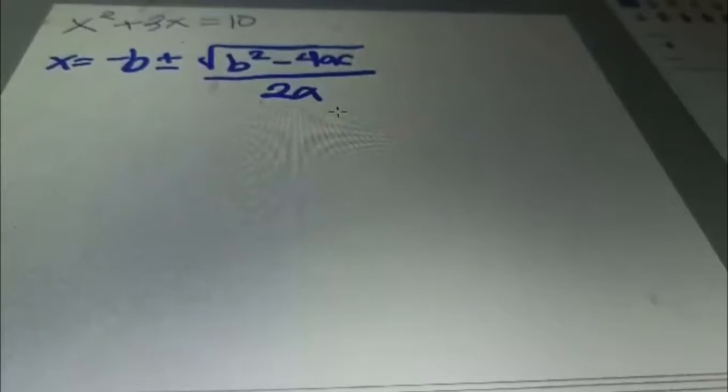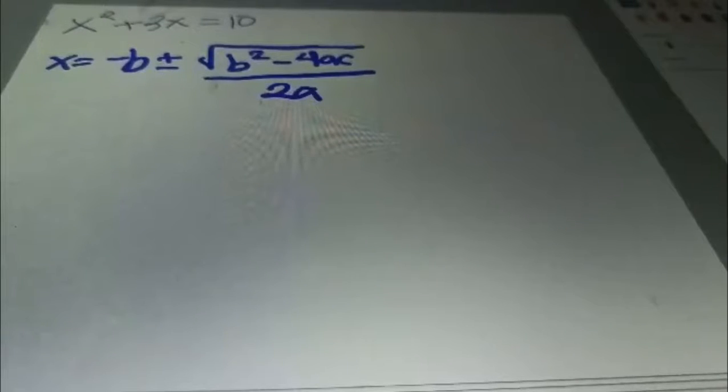Okay, so here we have a quadratic equation. Ang quadratic equation natin is x squared plus 3x is equal to 10. And ang quadratic formula naman natin is x is equal to negative b, positive negative the square root of b squared minus 4ac all over 2a.